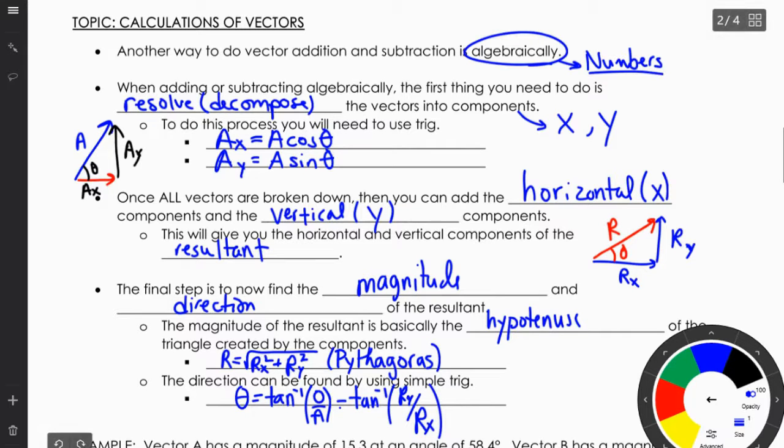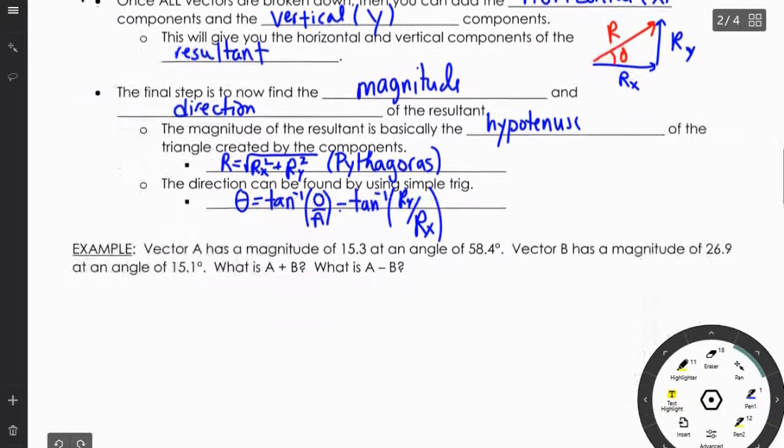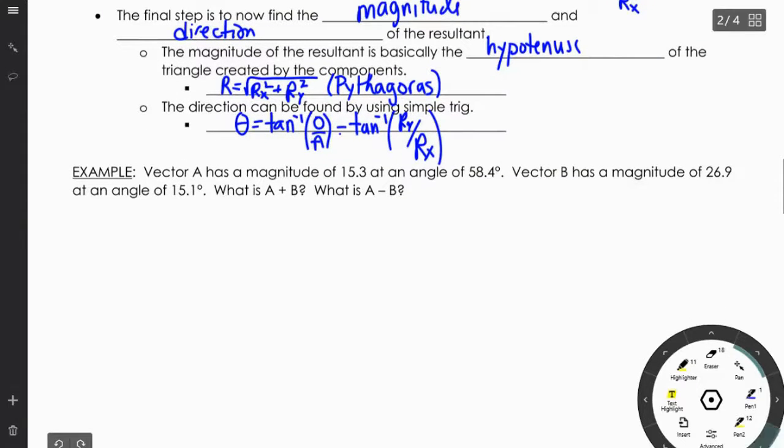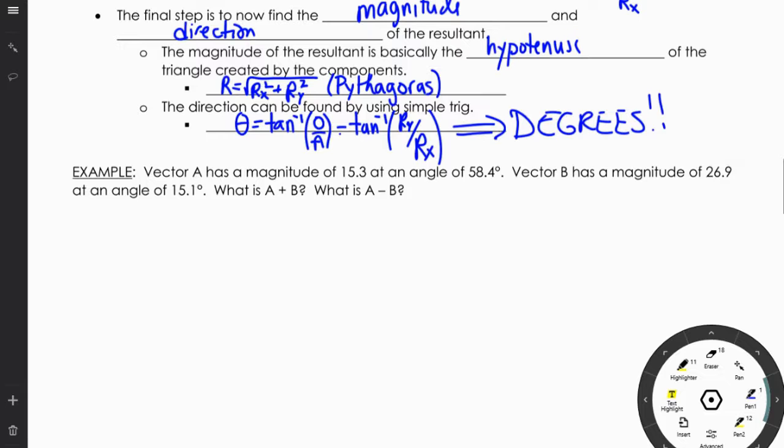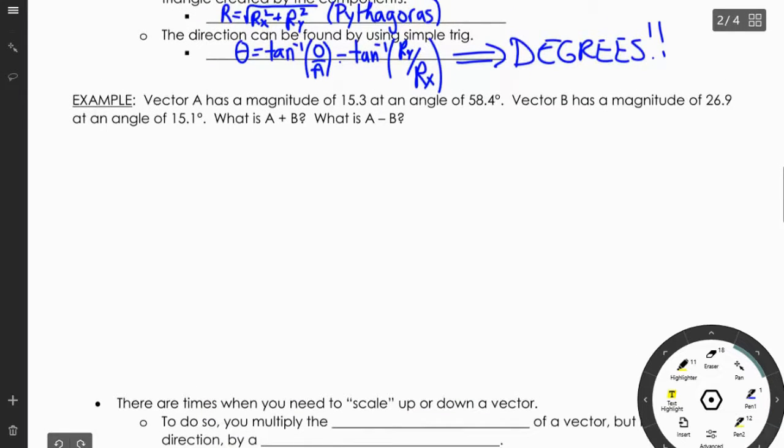I do want to make sure we point out that this has to be in degrees. So make sure your calculator is in degrees. If you get a negative number here or something kind of weird, it's probably in radians. All right, so the next thing we're going to do, let's look at an example of how we do this process.